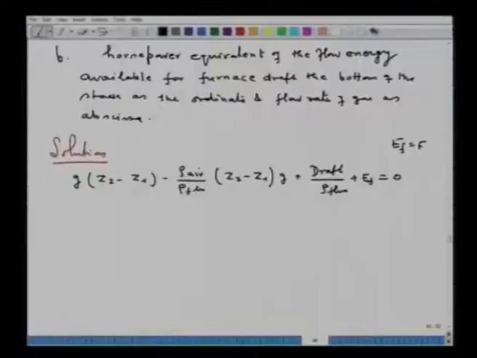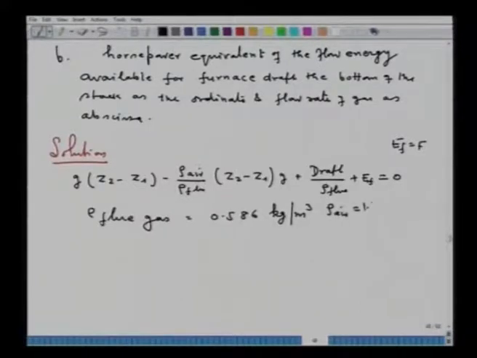Then for example you calculate rho flue gas, that will come out 0.586 kilogram per meter cube. Calculate rho air, 1.178 kilogram per meter cube. Now write these into the balance equation. So I am writing straight away the equation: 445.97 minus EF is equal to draft upon rho flue.